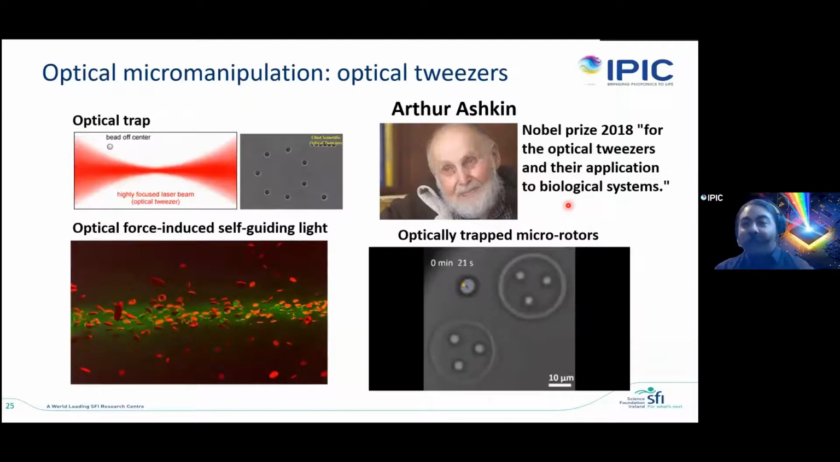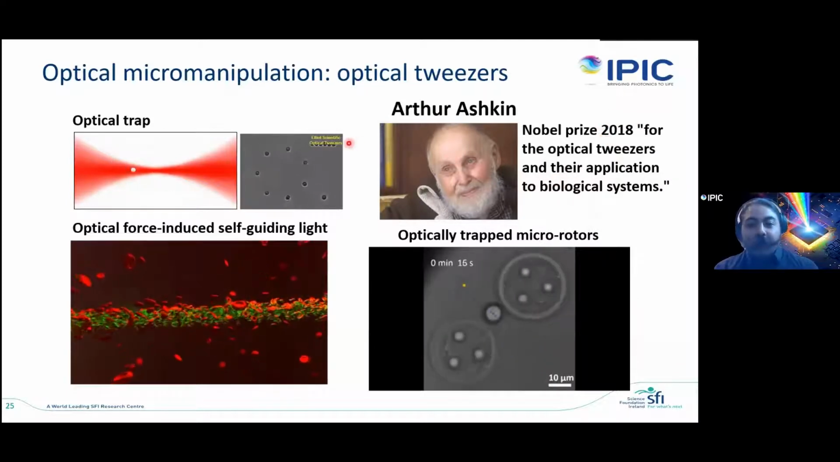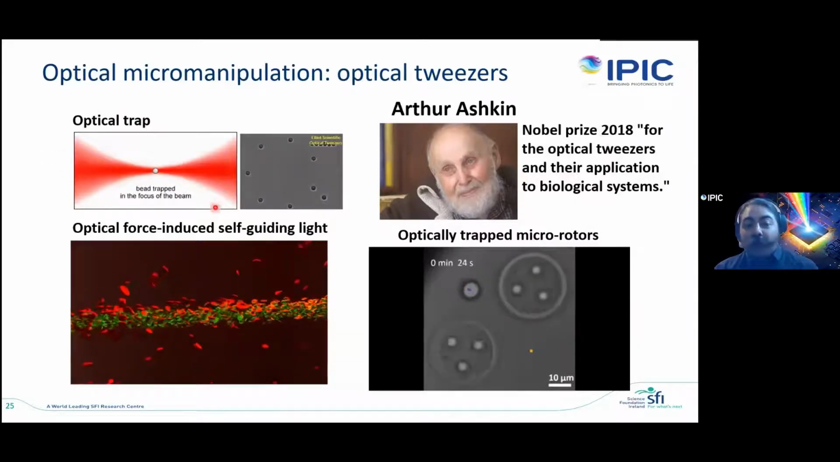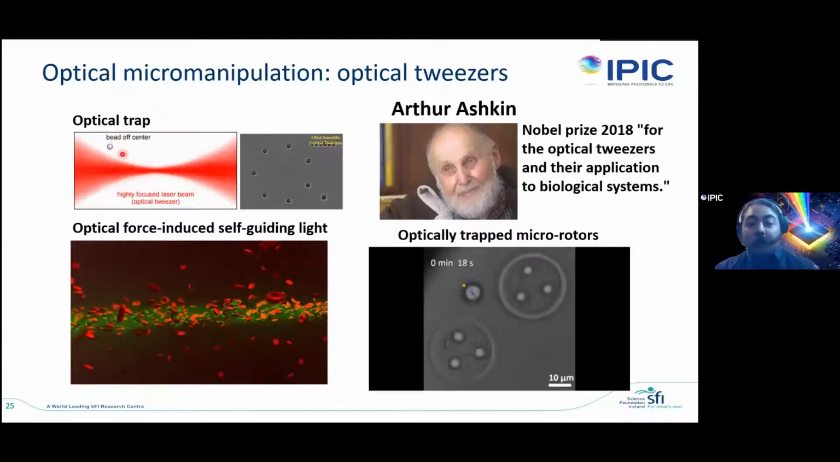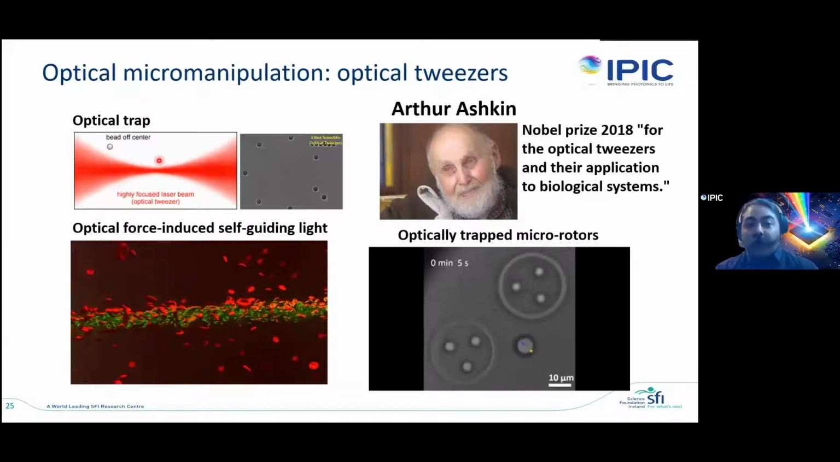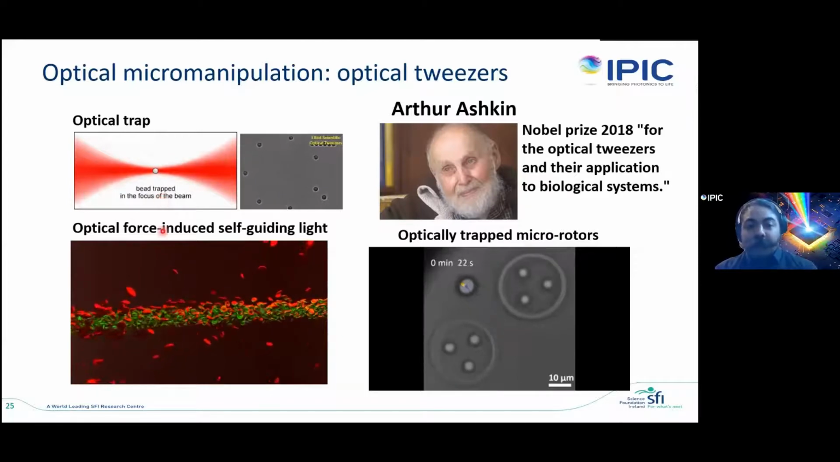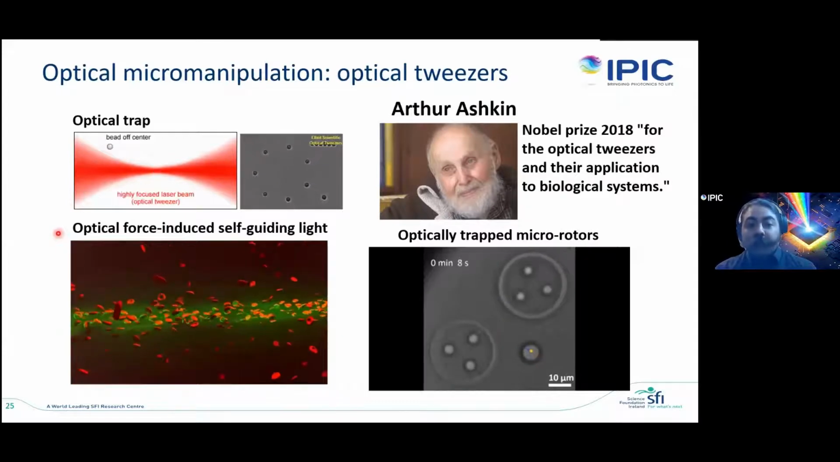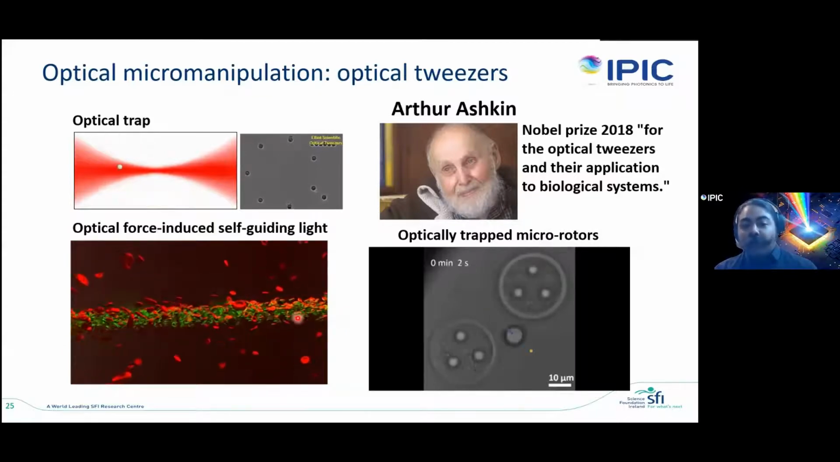And because of this, he was a Nobel laureate in 2018. So this is based on the principle of the optical trap, where certain structures will go to the focus of a laser beam when we focus it there. We can use that effect to actually concentrate red blood cells in the illuminated region, for example.